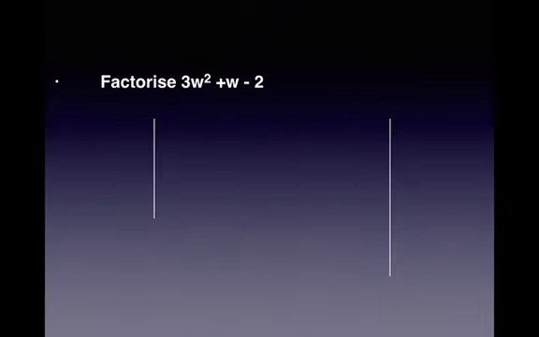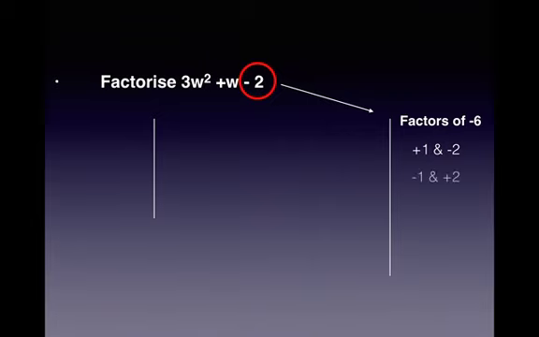So how do we do it? All right, same as before, we look at the minus 2. We write the factors of minus 2. That should say factors of minus 2. So plus 1 and minus 2, minus 1 and plus 2. We then look at the factors of 3w squared.